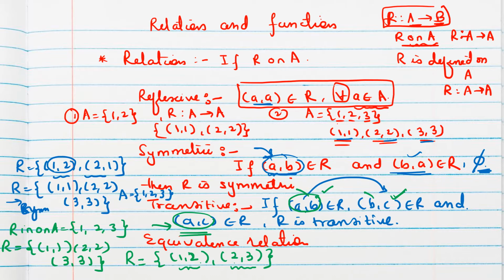Okay, but if I will not write the 1 comma 2 element, right? So that means b comma c element is not there. So by default it will be transitive. So if any relation possesses all the three properties, it is reflexive, symmetric and transitive, we will say it is an equivalence relation.